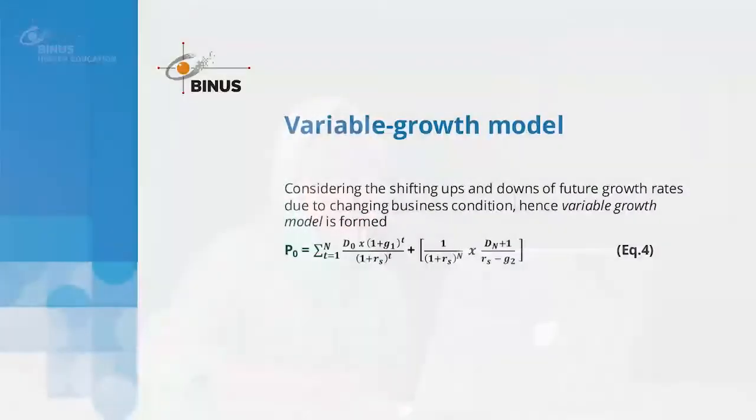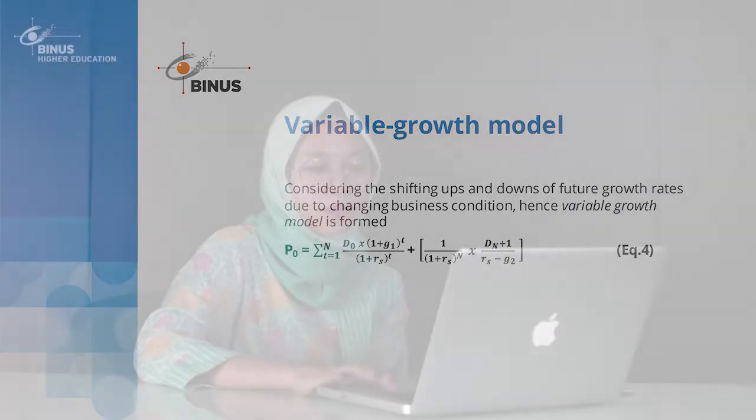The last is the variable growth model. It considers the shifting ups and downs of future growth rates due to changing business conditions. And here is the equation for the variable growth model.